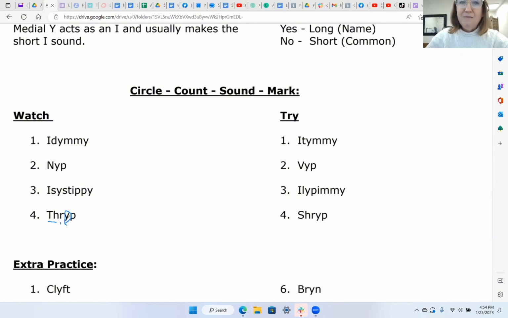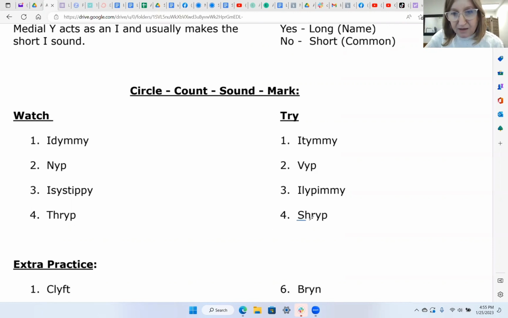And then here's our Y in the middle. There's not another vowel, one or two doors down, so it's the normal, short sound I. So that word is thrip. Thrip. Good, Adama. Go ahead and say these with me. You're all muted. If you want to work on these on my side, say them out loud so that you can get your tongue used to wrapping around every single sound in the word.